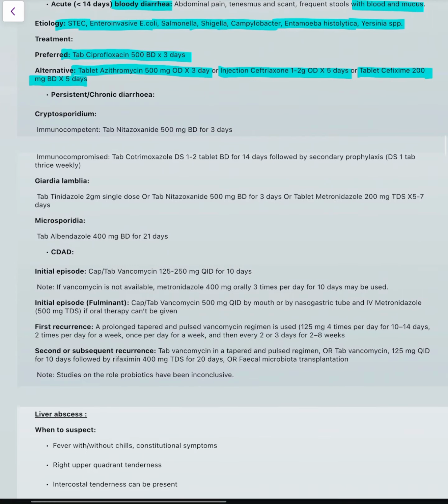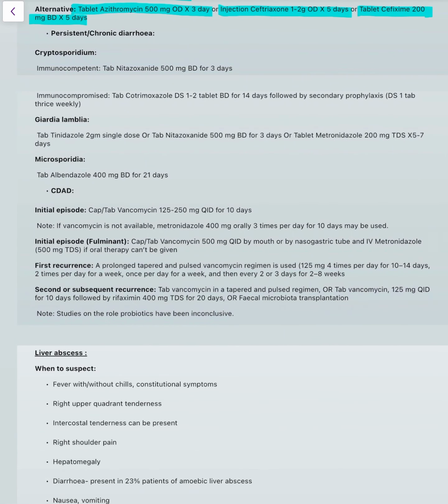Okay, now coming to persistent or chronic diarrhea. What are the causes? The usual causes are, first, Cryptosporidium, mostly in immunocompromised patients like those with HIV or diabetes. In those cases, these are common. So how do you treat it? In immunocompetent patients, you treat it with tablet nitazoxanide 500 mg BD for 3 days.